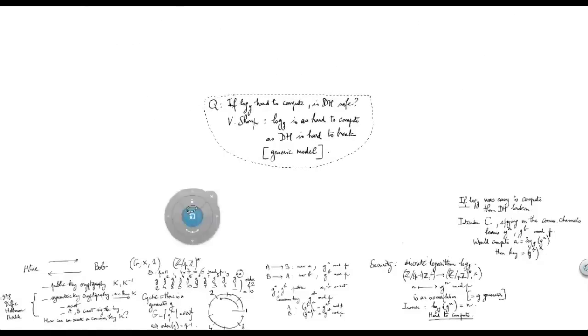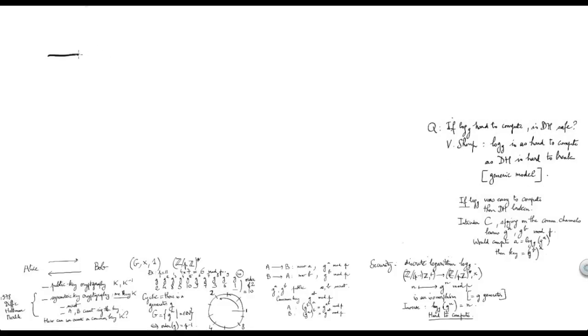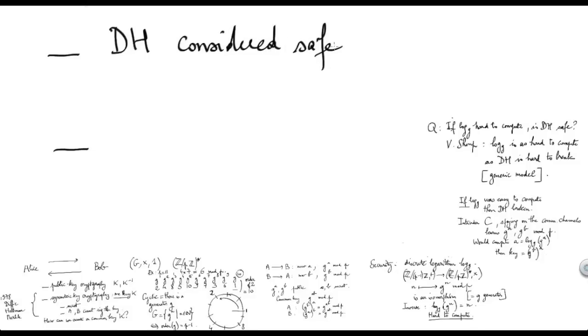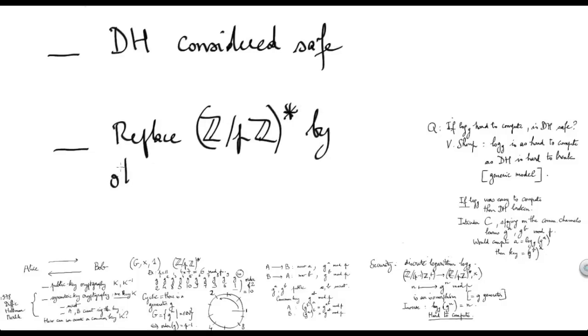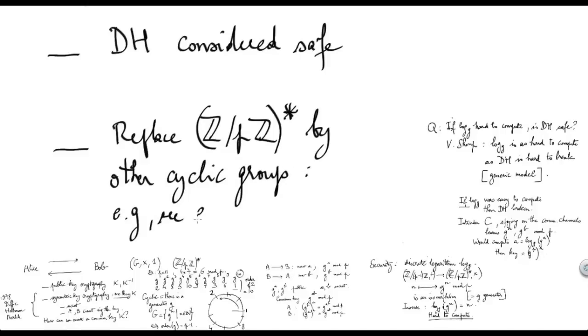As a conclusion, I would like to mention two points. The first one is, today, DH is considered safe for a variety of reasons, but in particular the fact that no one is actually able to break it in practical cases. The second thing is that you may replace Z over PZ star by other cyclic groups. In particular, one may well consider cyclic subgroups of so-called elliptic curves, which have been very popular in the last decade.